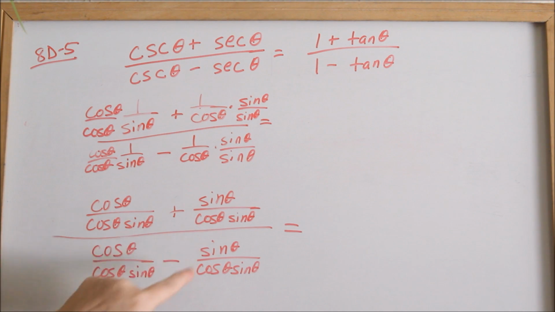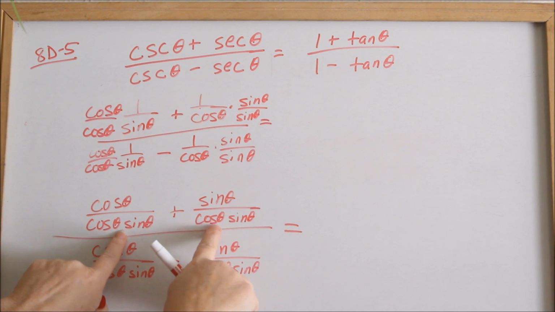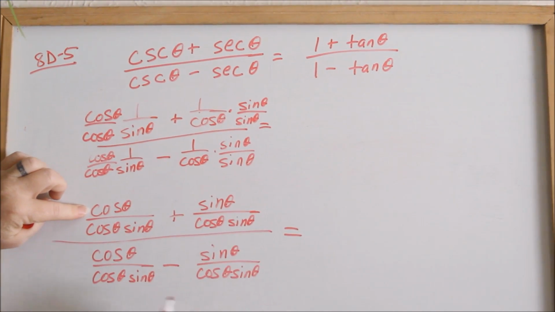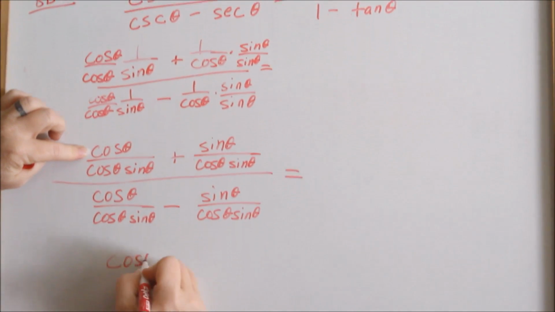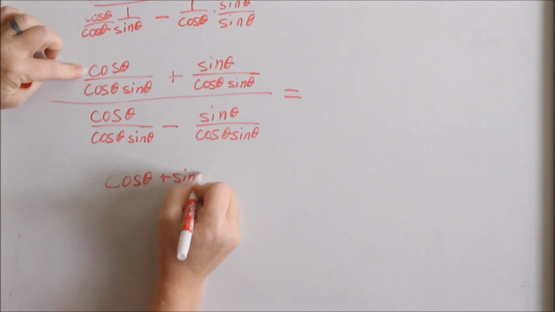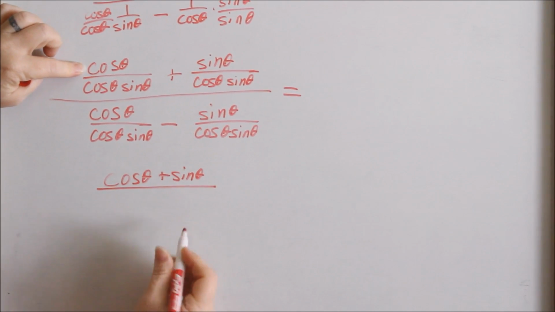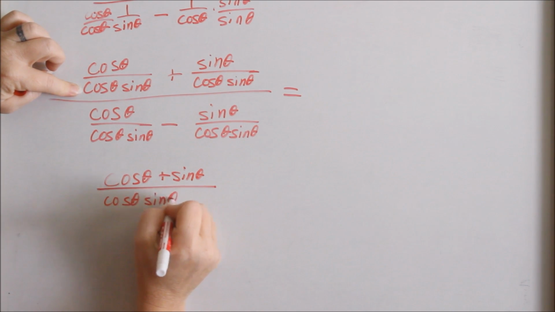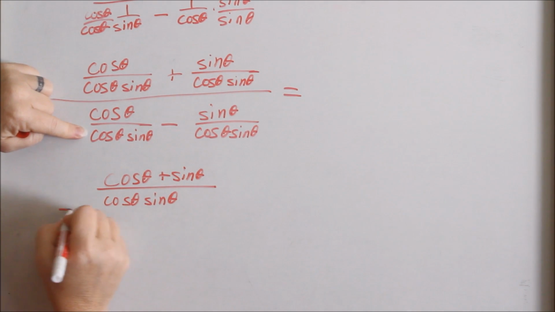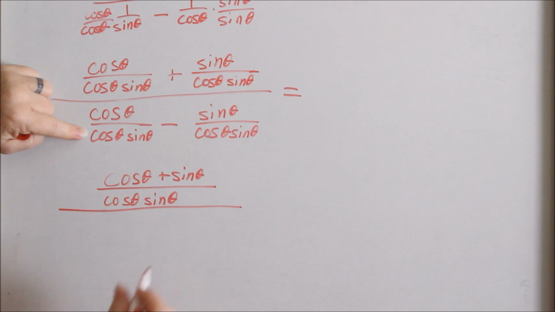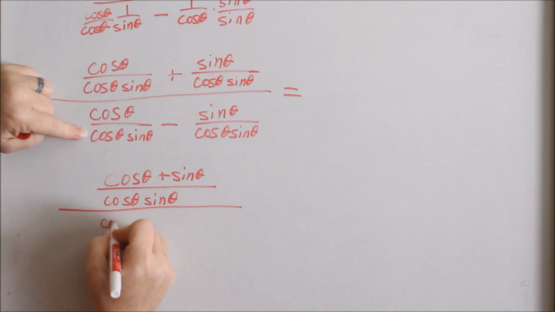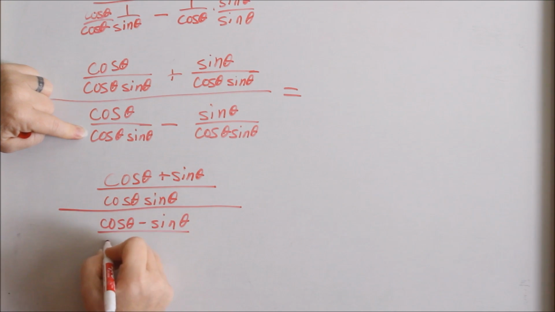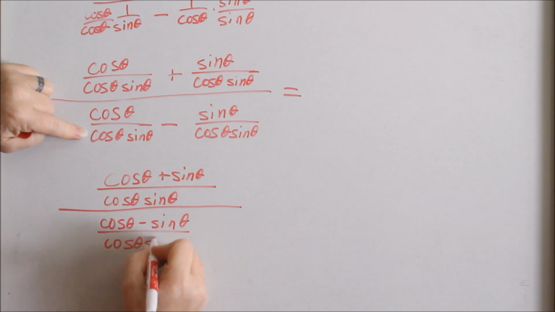Okay, now let's look at the top. Now that I have a common denominator, I can combine my numerator. I can't add cosine to sine, but I just write it as cosine theta plus sine theta all over my common denominator, which was cosine theta sine theta. Now in the bottom, so there's my big long fraction. Combining our fractions, I would say cosine theta minus sine theta all over your common denominator.